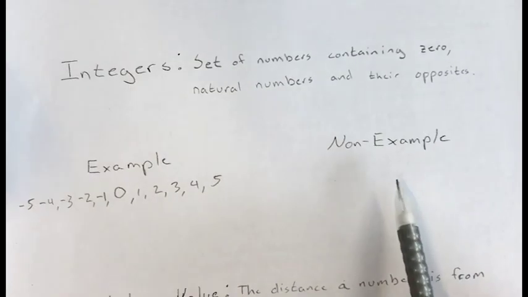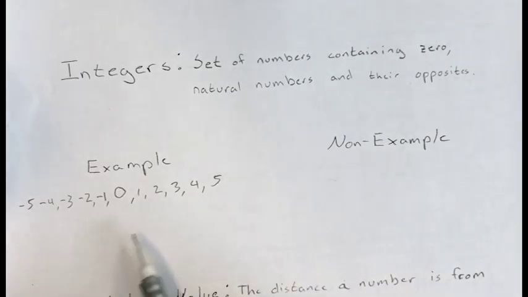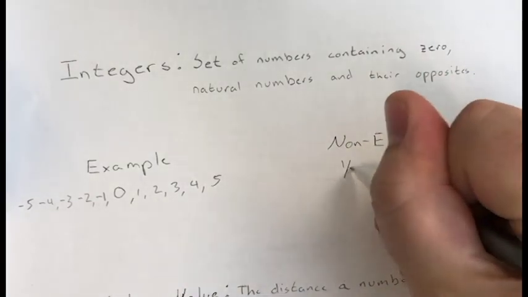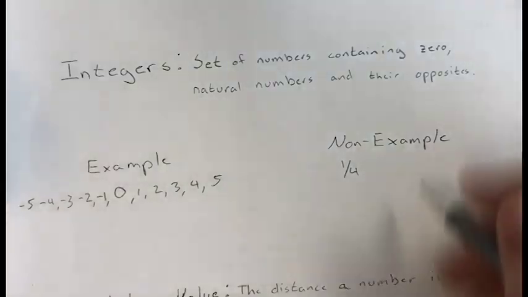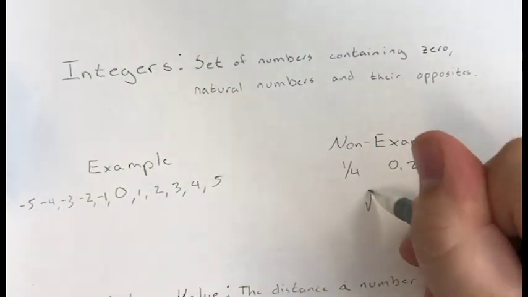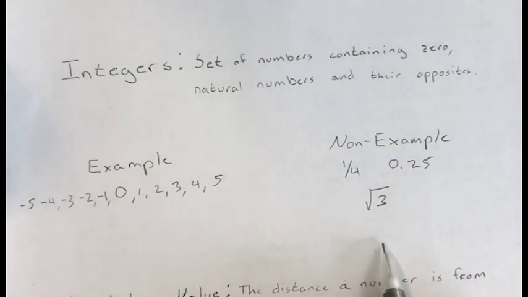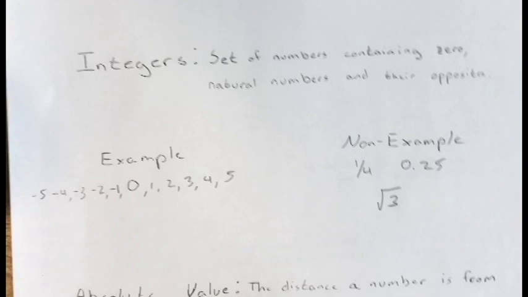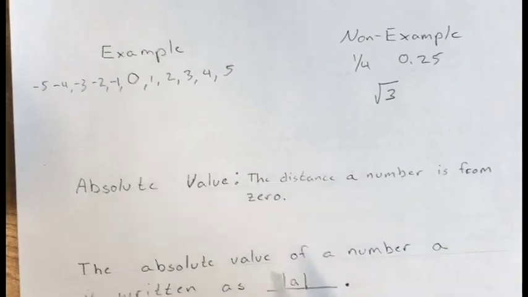So what are some non-examples? Well, basically anything that doesn't look like this. If I give you a fraction, not an integer. If I give you a decimal, not an integer. If I give you something like this, not an integer, okay? These are non-examples, all right? So let's go ahead to the next definition.